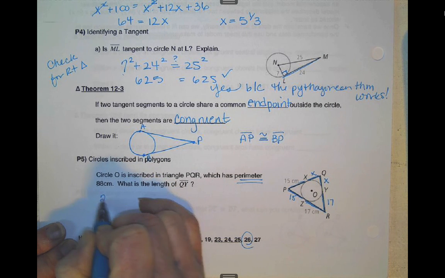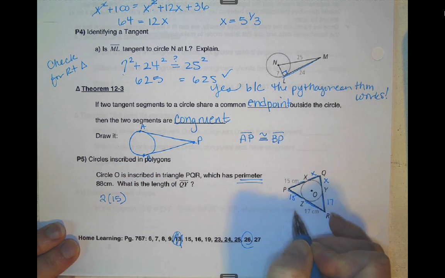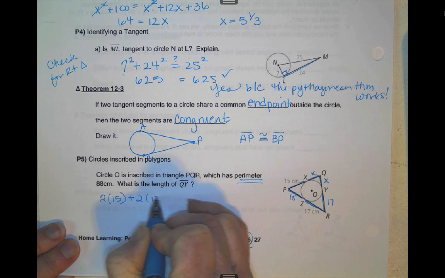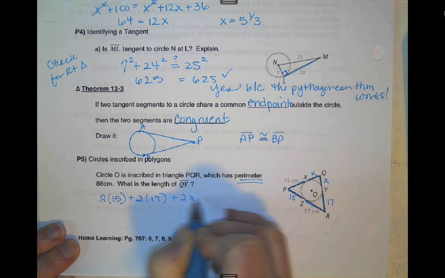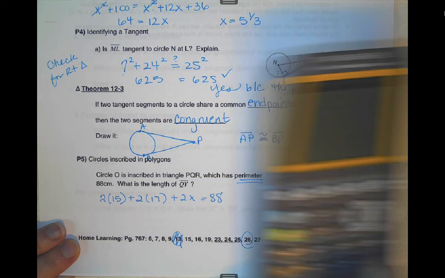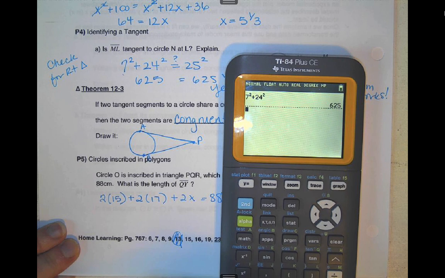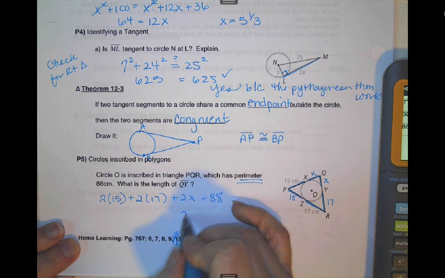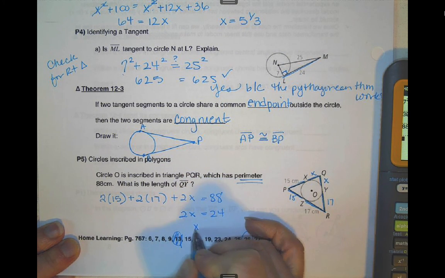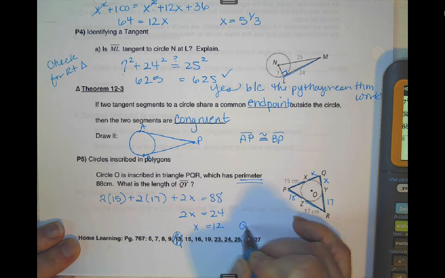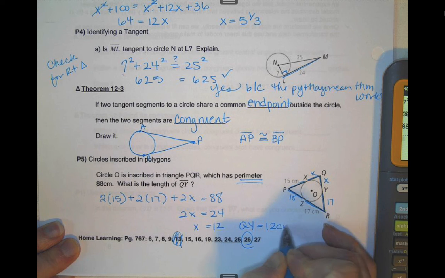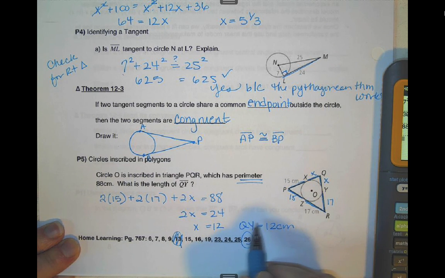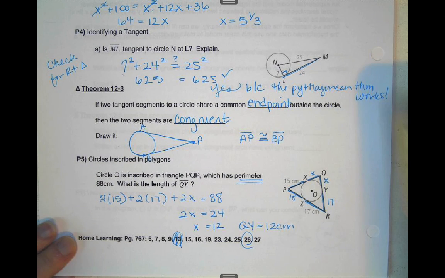So basically I have 2 times 15 because I have two 15s, I have 2 times 17, and then I have 2 times x is equal to 88. 2 times 15 is 30, and 2 times 17 is 34, so 64. Then 88 minus 64 is 24. So x is equal to 12, which means QY is equal to 12 centimeters. Again, these are all centimeters. I don't need that notation on top of it because I'm referencing length.